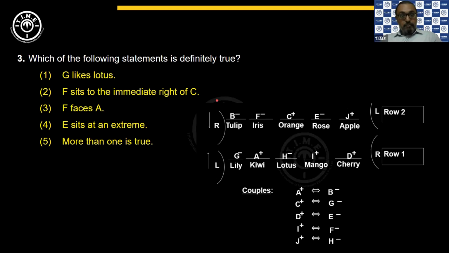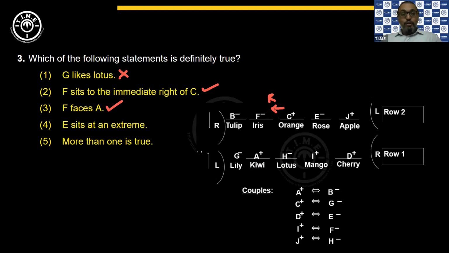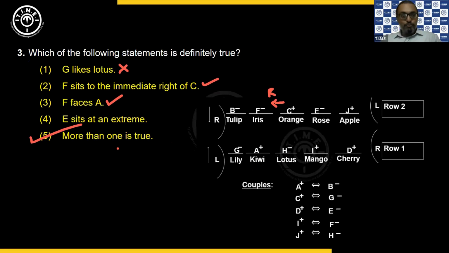So option 2 is F sits immediate right of C. Yeah, that is there. F is immediate right of C. G likes lotus. No, that is not. F faces A. See, that is also true. Correct? Yeah, option 5. So please be careful. You cannot give option 2 only because option 3 is also an answer. When more than one option is true, please opt for that always. Option 5 would be a better answer.